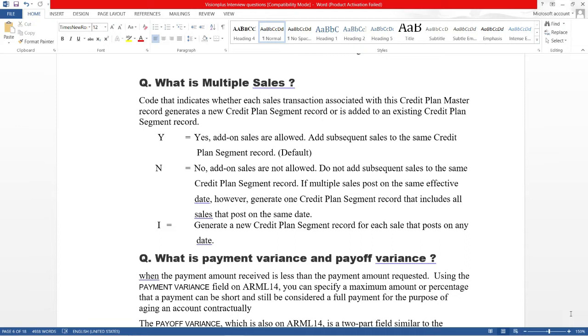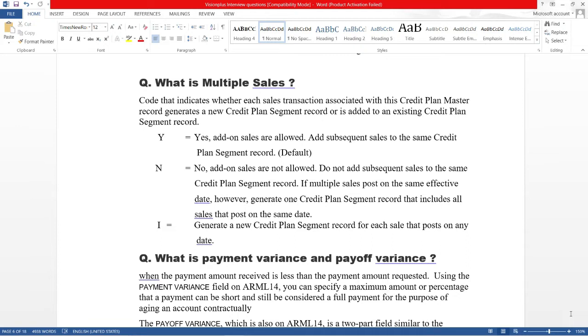Now the first question is, what is multiple sales here? It indicates whether each sale transaction associated with the credit plan master record generates a new credit plan segment record or is added to an existing credit plan segment record. It has three values: Y, N and I.